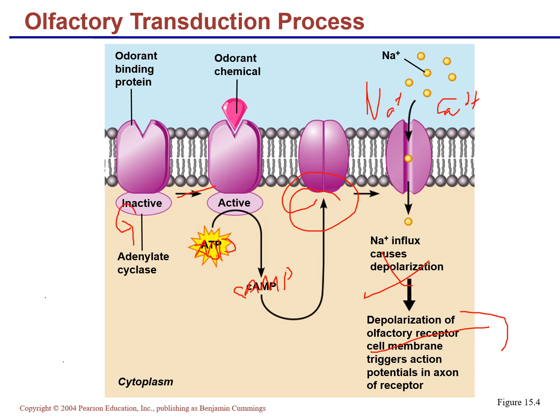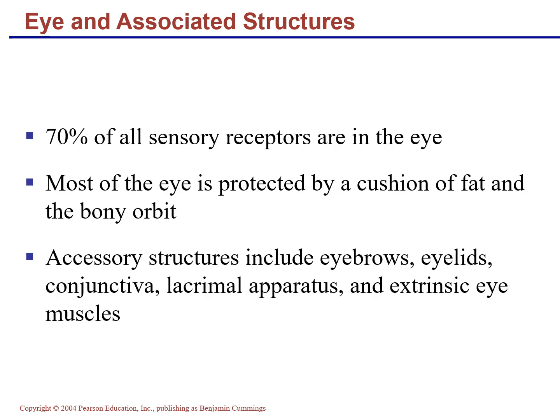But okay, so the odorant binding protein is inactive. An odorant chemical comes and binds. The G protein activates and goes, well, it says ATP, that's fine, to cyclic AMP that comes and triggers a channel protein that causes sodium to cause depolarization for the receptor cells. And that is gustation and olfaction, or taste and smell.